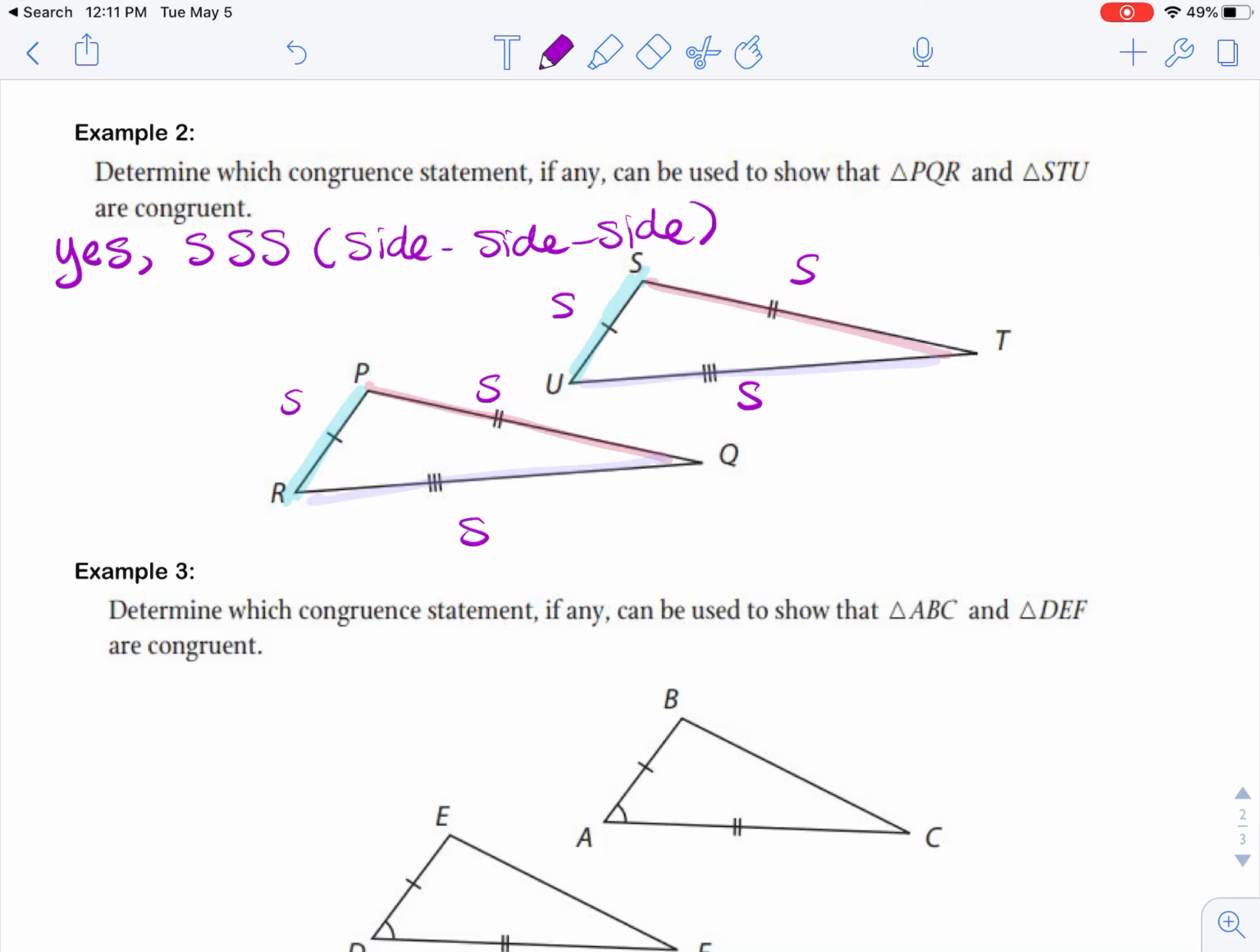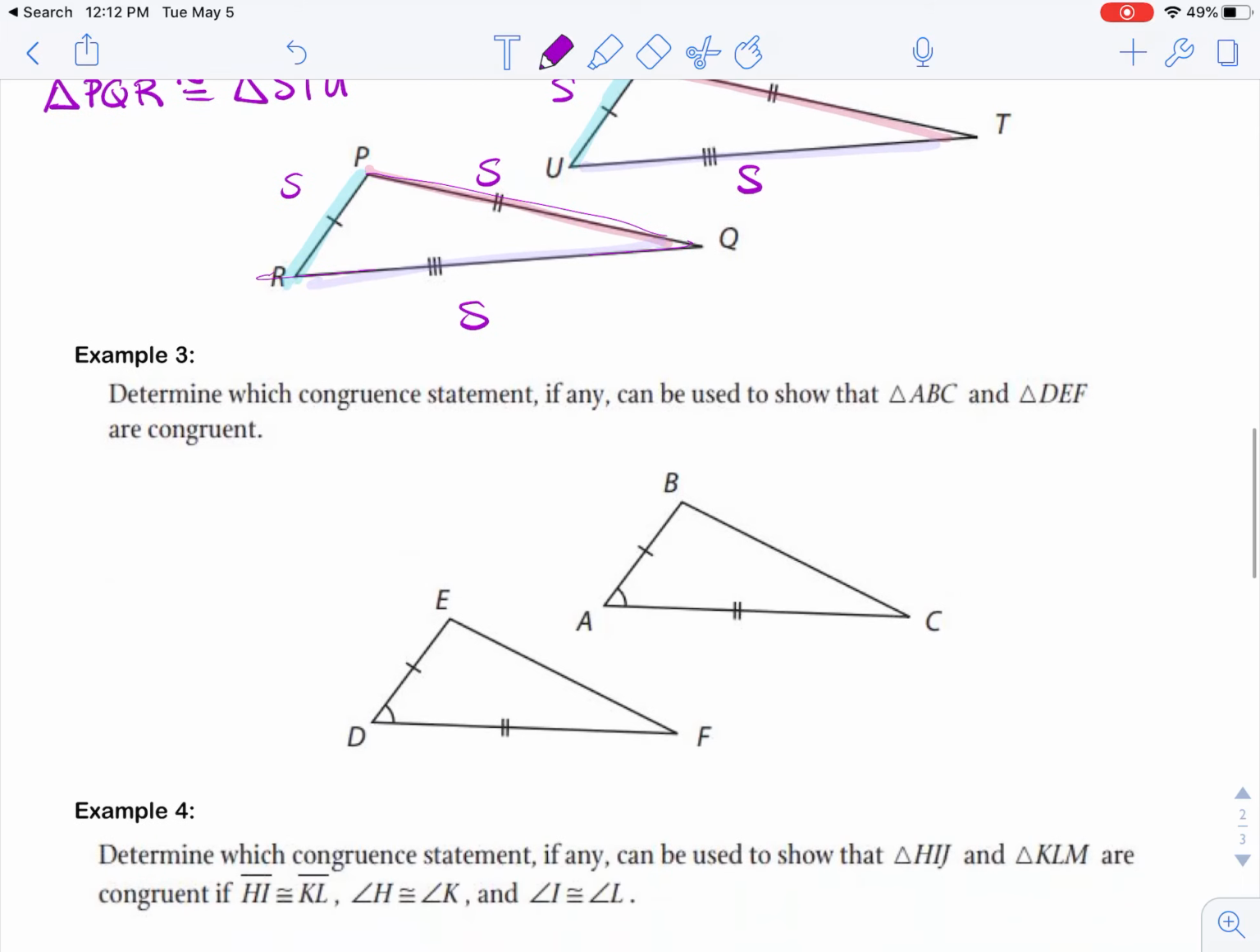And then it says we want to write a congruent statement so the matching parts are easy to identify. So I'm going to start off with triangle PQR is congruent to triangle. Well, if you notice, it's PQR, so that would be STU. So that is my final answer.